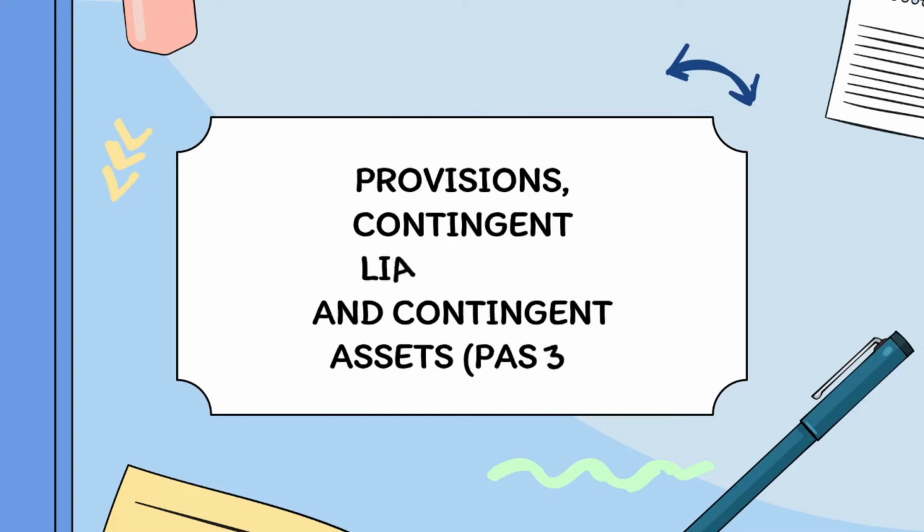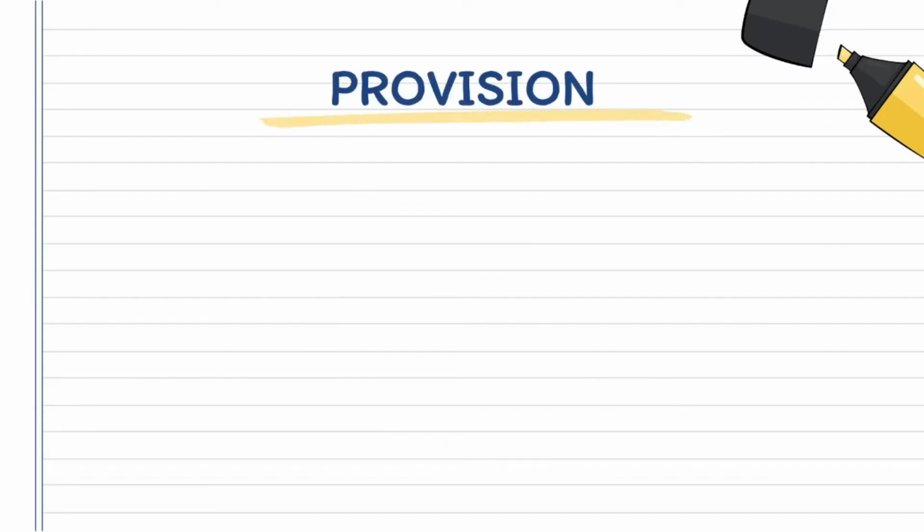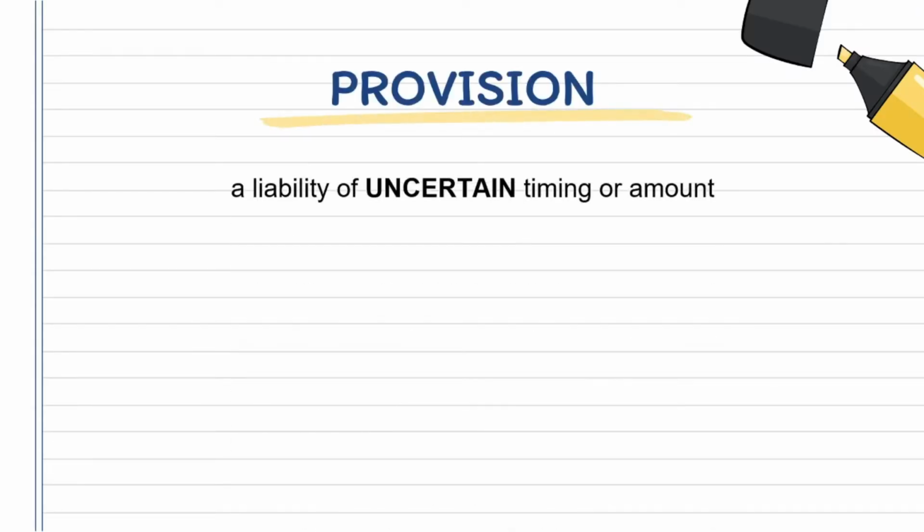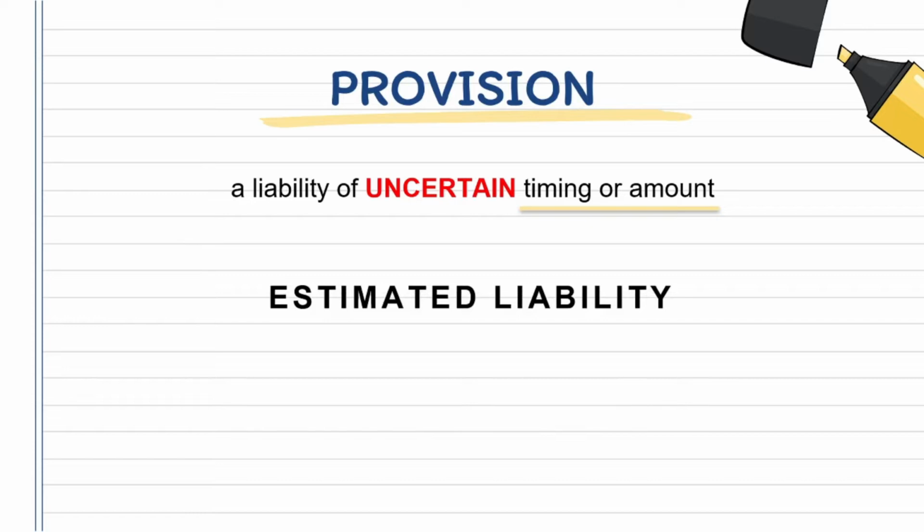We are going to talk about provisions, contingent liabilities, and contingent assets. This topic is under PAS 37, so now, let's discuss what is a provision. A provision is a liability of uncertain timing or amount. Ang keyword dito is yung word na uncertain. Uncertain meaning di mo tukoy. Ang alin? Yung timing or amount ng obligation mo. Kailan mo siya dapat isettle or kung magkano mo dapat isettle yung liability mo. Kaya ang provision is an estimated liability.